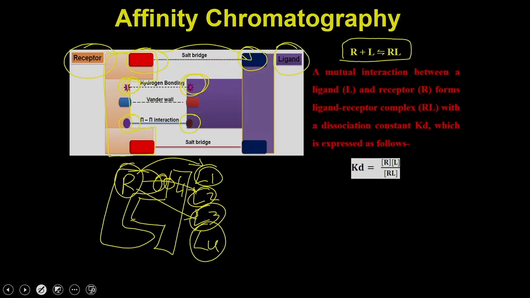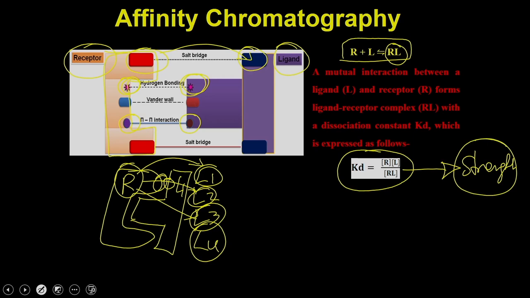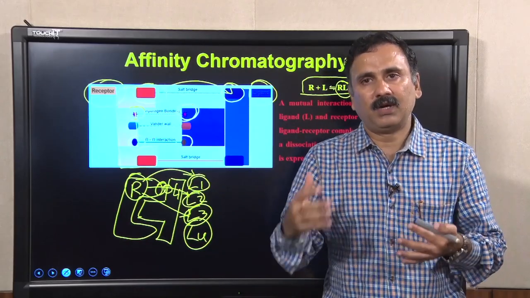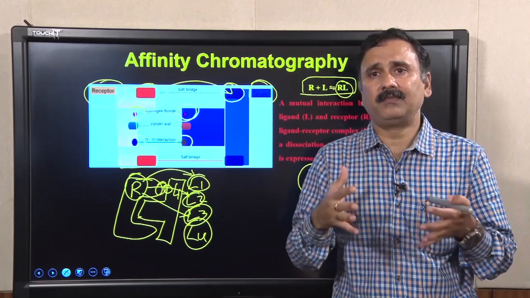If the receptor interacts with the ligand, it makes receptor-ligand pairs. If you would like to determine the dissociation constant, you can use this equation, where the dissociation constant is the concentration of the receptor and ligand divided by the concentration of the receptor-ligand complex, and that can be used to determine the strength of the interaction. If the receptor and ligand are complementary to each other and make a very tight complex, the KD value is going to be very small because you are going to have a very high concentration of the receptor-ligand complex.